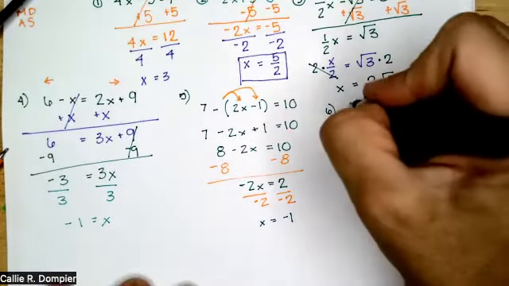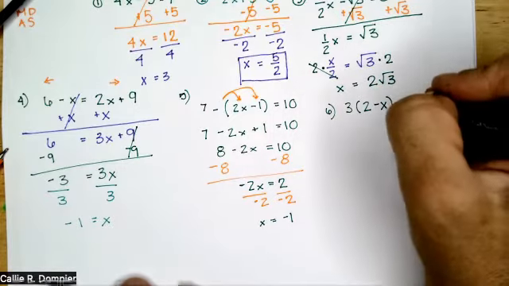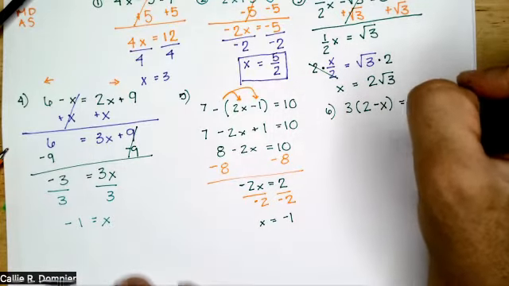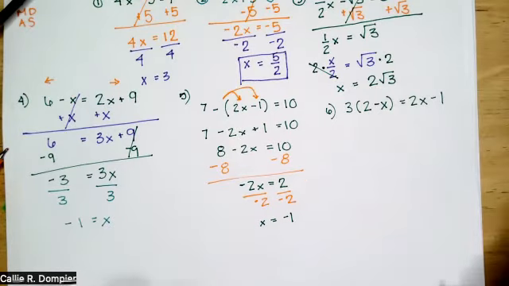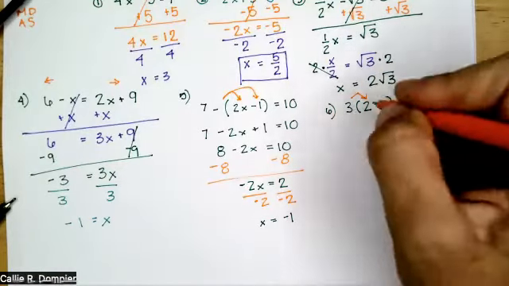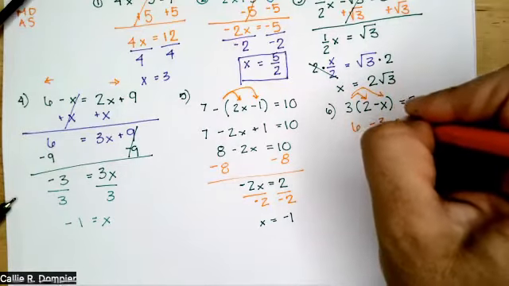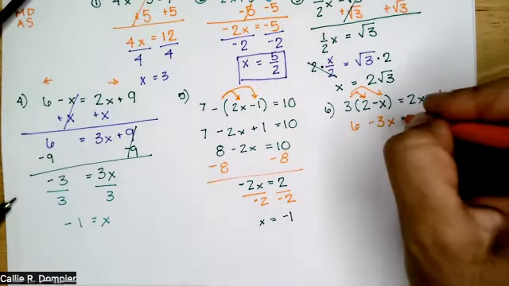Number 6 is 3 times 2 minus x equals 2x minus 1. Good. All right. Distribute the 3 this time. 3 times 2 is 6. 3 times negative x is negative 3x.